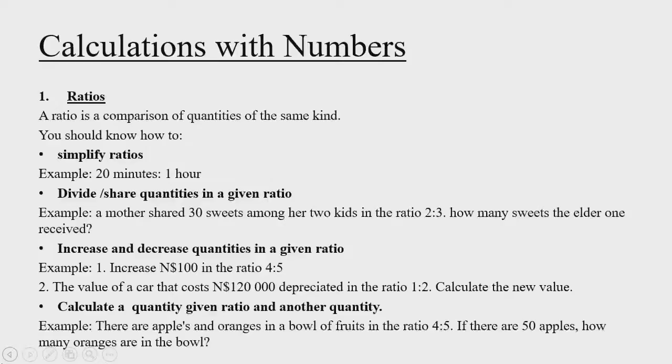Alright, then we come to the next part, which is calculating a quantity given the ratio and another quantity. Now in this case we are given two pieces of information, but there's something which is missing. The example is there are apples, sorry for that spelling, apples and oranges in a bowl of fruits in the ratio 4 to 5. If there are 50 apples, how many oranges are there in the bowl? So the two quantities we are talking about are apples and oranges. First come, first solved in ratio.